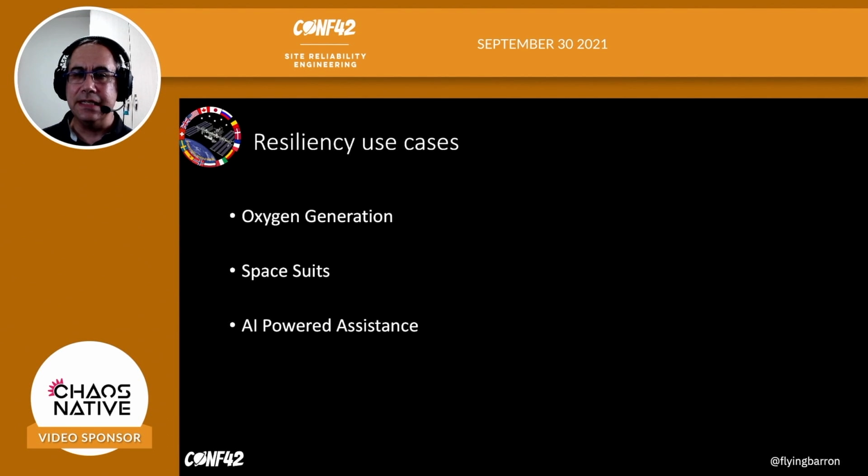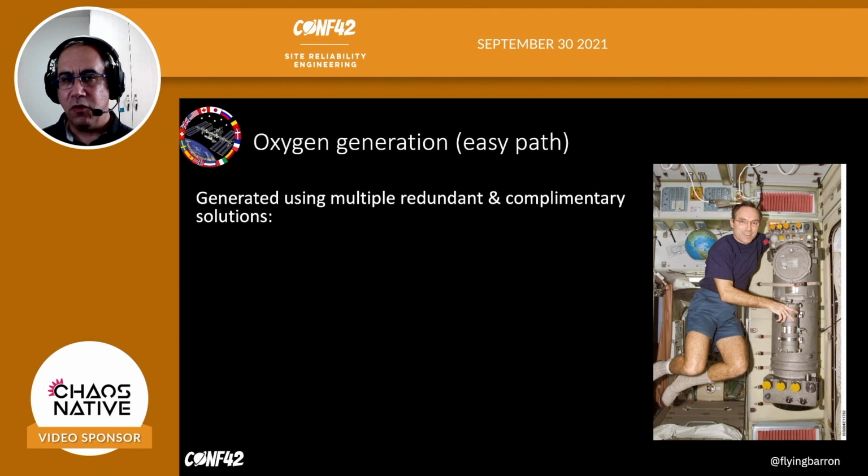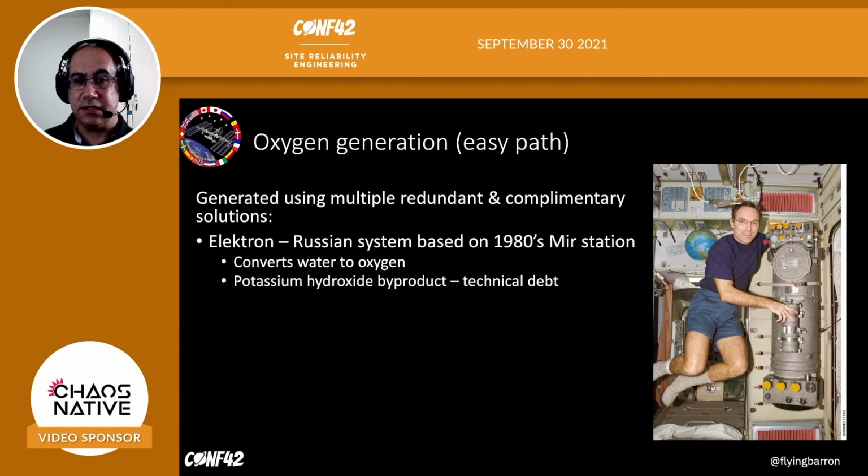I'd like to go into a number of resiliency use cases so we can see how the station operates day to day. And what can be more natural than the oxygen that the astronauts breathe? Just to be on the safe side, there are a number of multiple redundant and complementary oxygen solutions. The first one, which is what the station started with in 1998, was based on the 1980s Mir space station, which predated the International Space Station. It converts water into oxygen. However, it does have a technical byproduct which can cause clogging and other issues in the system. This is technical debt that has been plaguing the station since the very beginning.